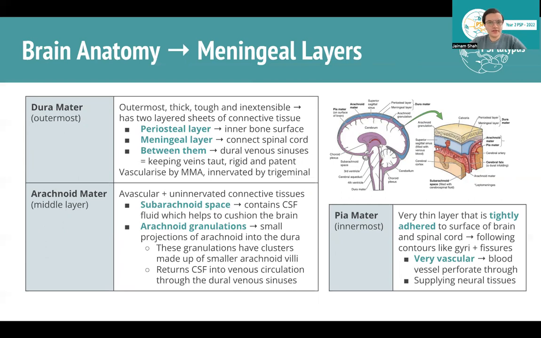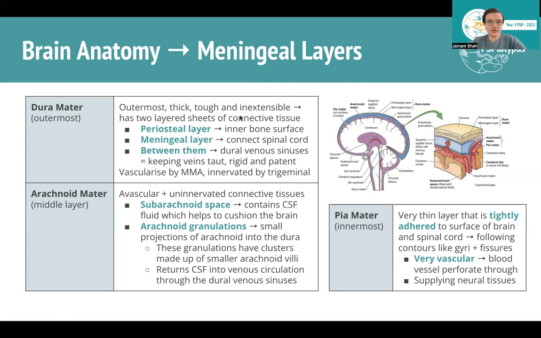Now, there are three important layers to be mindful of. And if you need a mnemonic to remember the order, DAP is a good one. So the first one, the outermost layer, is known as the dura mater. Now, whenever you think about the dura mater, think about it as being very, very thick and tough. So thick, tough, and inextensible. It has two layered sheets of connective tissue. The periosteal layer, as the name suggests, so osteal being bones and peri being right next to. So periosteal is the one that is closely attached to the bony surface.